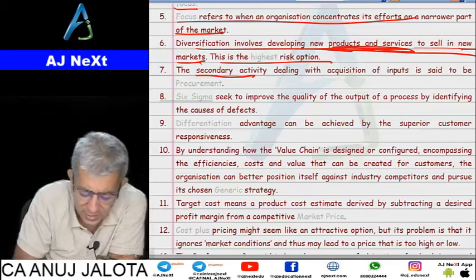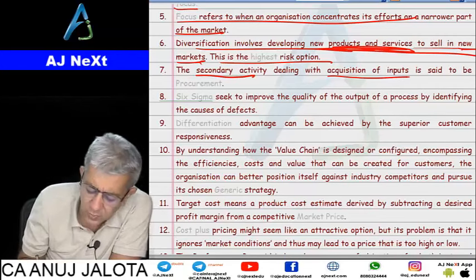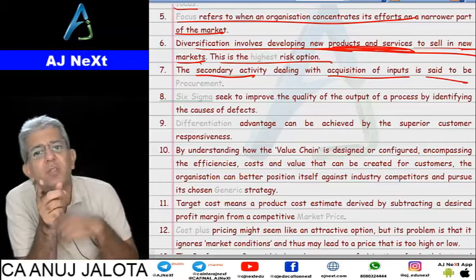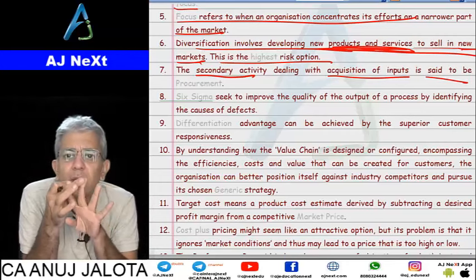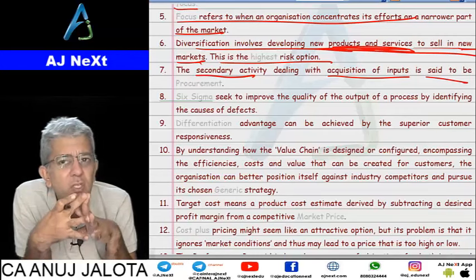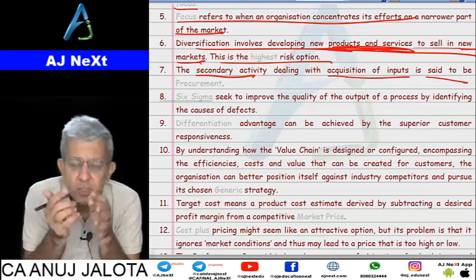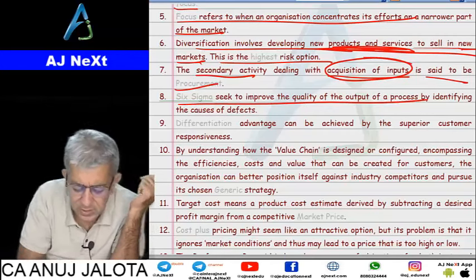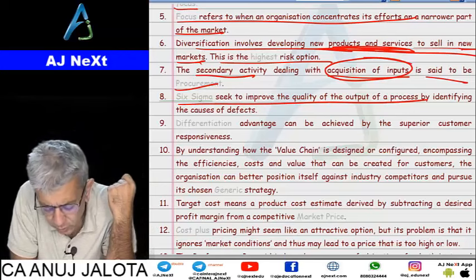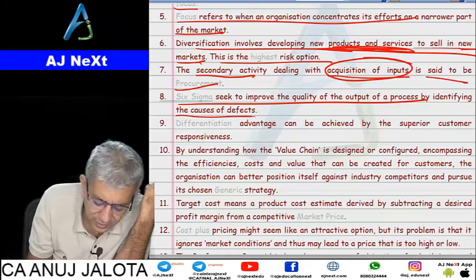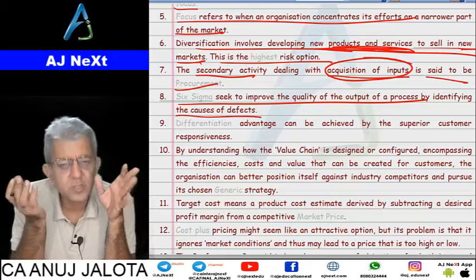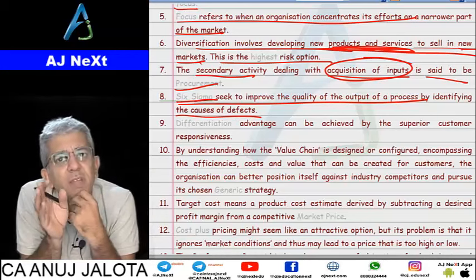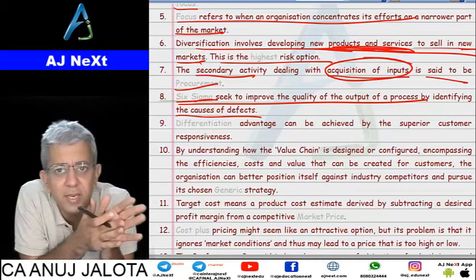The secondary activity dealing with acquisition of inputs is which activity? Under secondary activities of the value chain, you have four of them: procurement, human resource, technology, and lastly firm infrastructure. So acquisition of inputs, I guess, is procurement only. Then, Six Sigma seeks to improve the quality of the output of a process by identifying the cause of defects. Obviously, the answer is going to be Six Sigma only. Six Sigma is basically a quality improvement technique, how it tries to eliminate the defects.